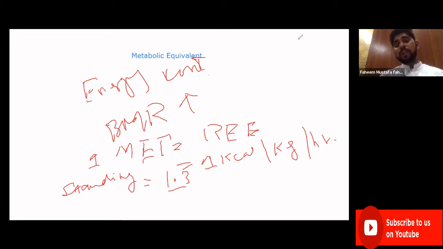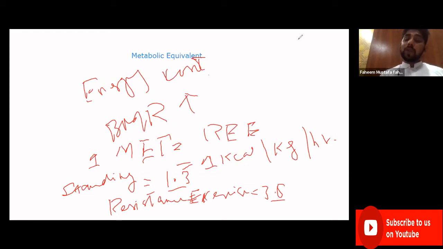Similarly, Met score for resistance exercise, it means you will expend 3.5 times the energy your body needs when it is at rest.